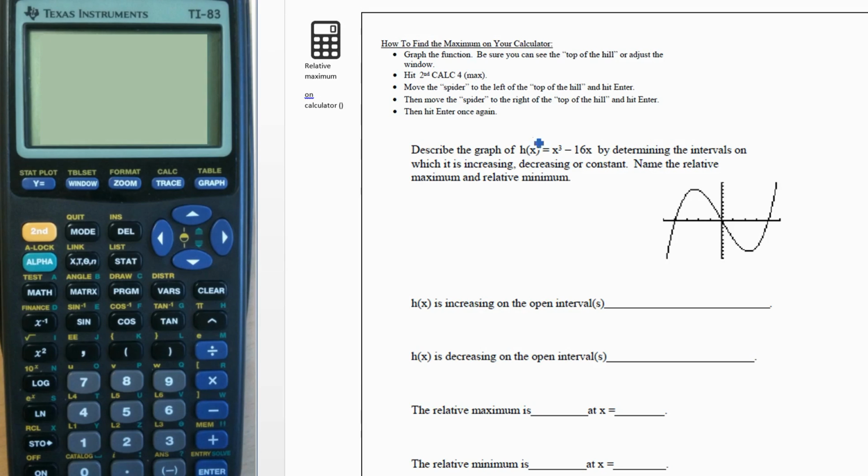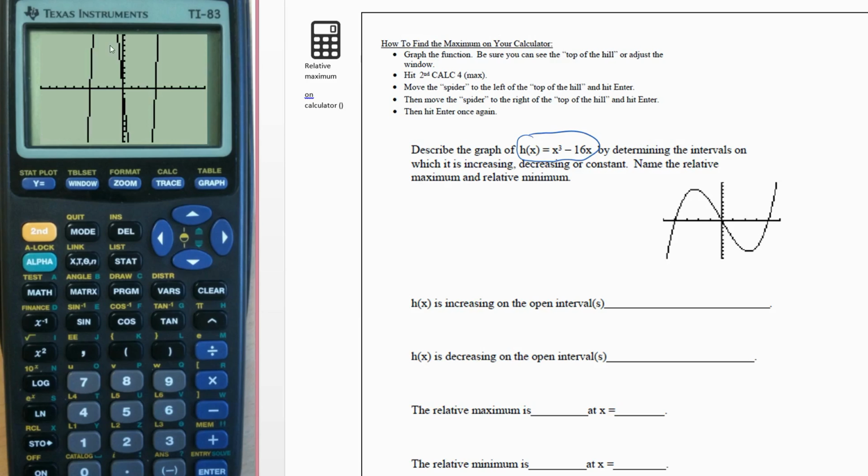We're going to use the function x cubed minus 16x. So let's hit y equals, and we're going to put in x cubed. To do cubed, you can do the little caret, which is right here, and then the 3 minus 16x. Okay, and let's just hit graph and make sure we can see.